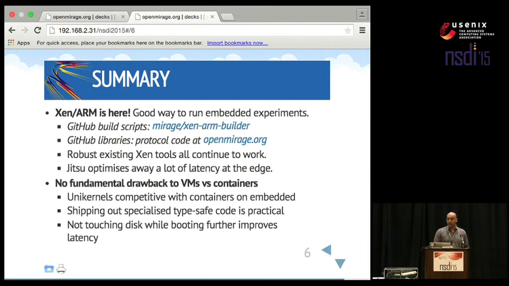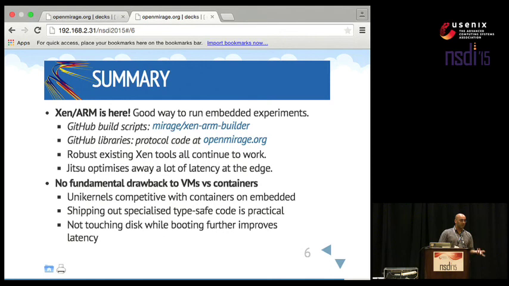And the other thing that the research here has shown is that there's no fundamental drawback to virtual machines versus containers. It's just a matter of establishing the right discipline in order to make sure that you can define your services carefully and architect the data path for latency and the actual network communications well, and just avoid touching disk and doing all the usual optimizations that people need to do. And shipping out type-safe code all the way to the edge has been a dramatic success.